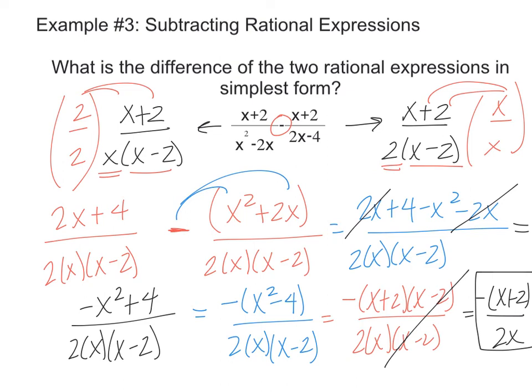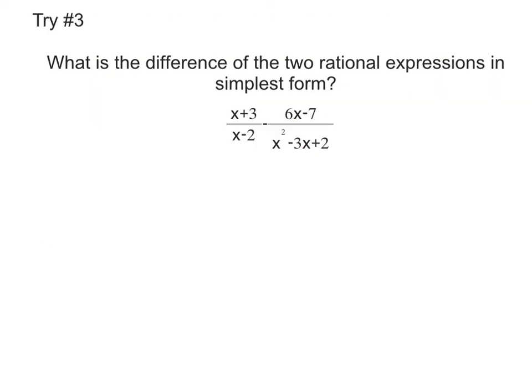One more try to go. Here we go. All right, so once again, we start by trying to factor. The first fraction is fine. The second one, its denominator needs to be fixed. So this is still 6x minus 7 over, we'll have x minus 1 and x minus 2.